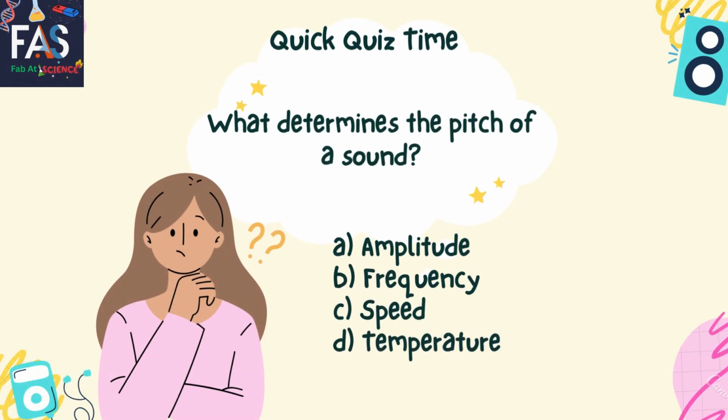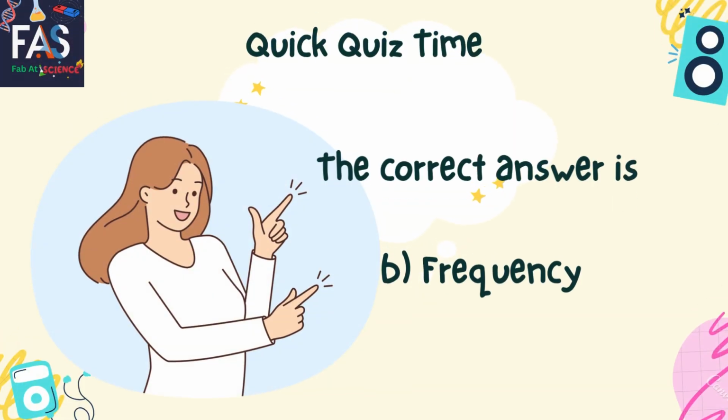All right, it's quiz time. Here's the first question for you. What determines the pitch of a sound? Is it A, amplitude, B, frequency, C, speed, or D, temperature? Take a second to think about it and pause the video if you need more time. Ready for the answer? The correct answer is B, frequency. The faster the vibrations, the higher the pitch. Great job if you got it right.